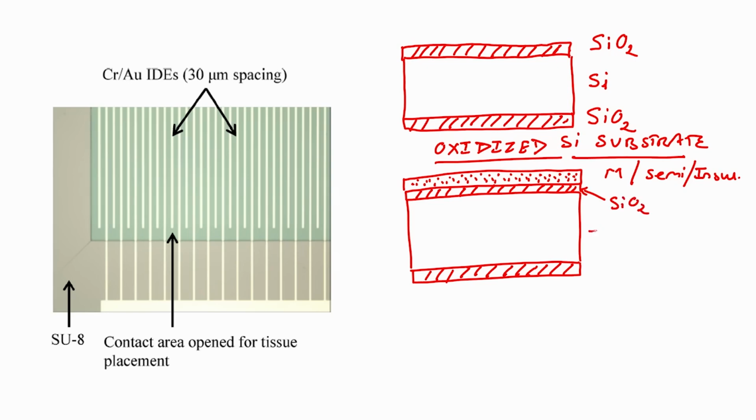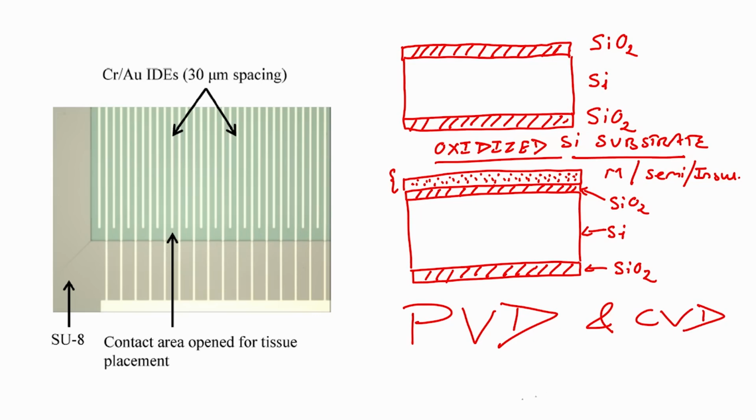Silicon dioxide is an insulator, this is your semiconductor, this is your insulator. So, if I want to deposit this particular layer, that can be a metal, a semiconductor, or an insulator, what are the techniques? That is our interest for today's lecture. Like we see on the first slide, there are two techniques: one is physical deposition and another one is chemical deposition.